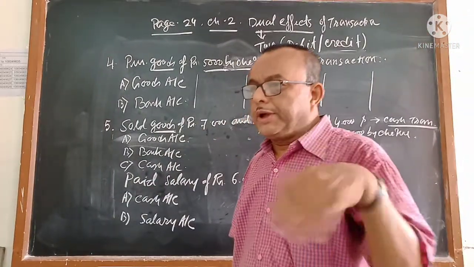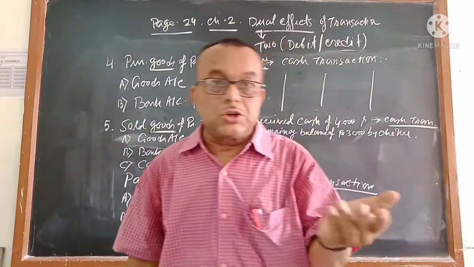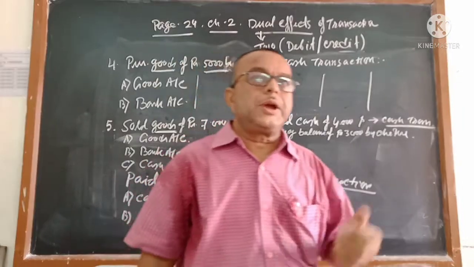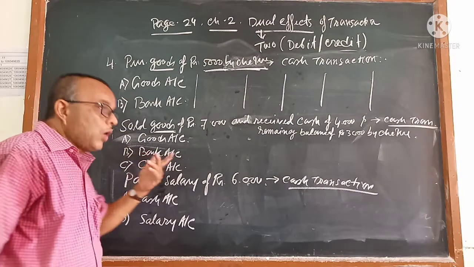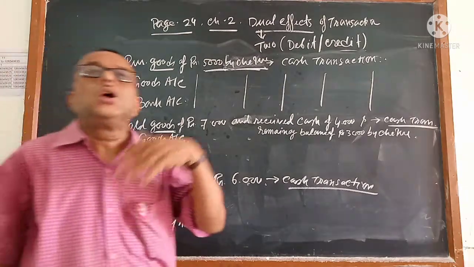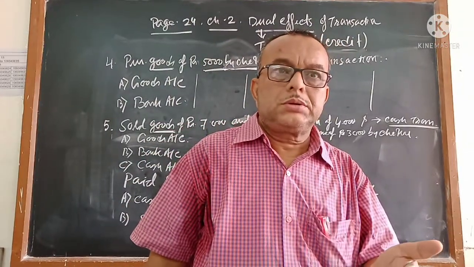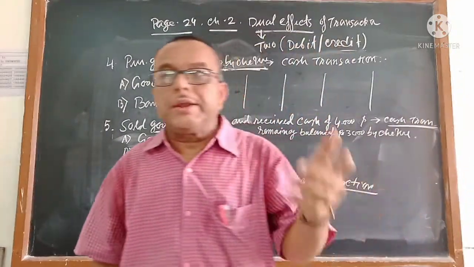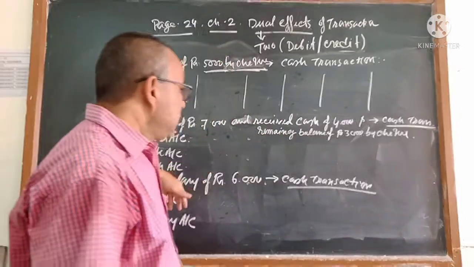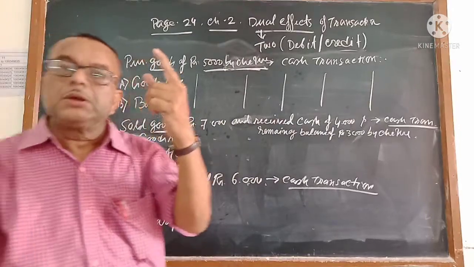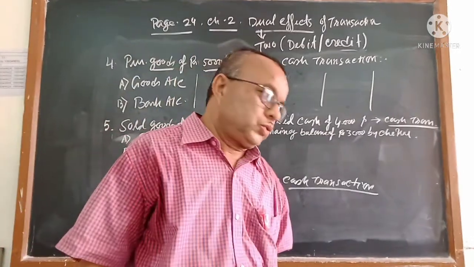First point, to make a transaction, I told you there should be at least two parties. Sometimes it may be more than two parties also. Here also there should be at least two effects. If three effects are coming, out of that, one will be debit and two will be credit, or two will be debit and one will be credit. Whatever it is.